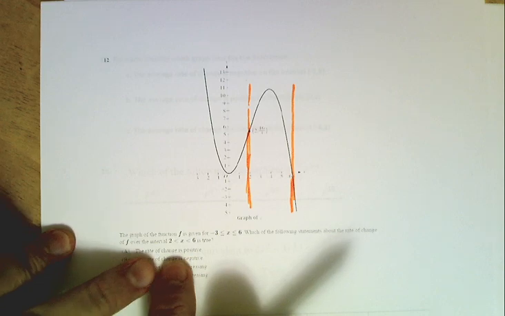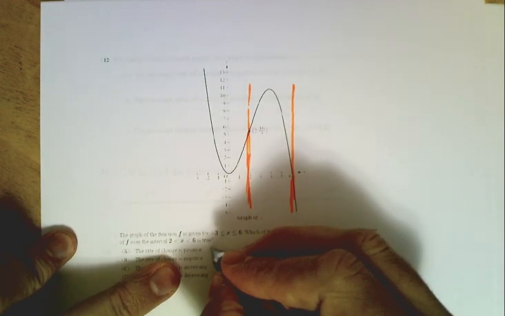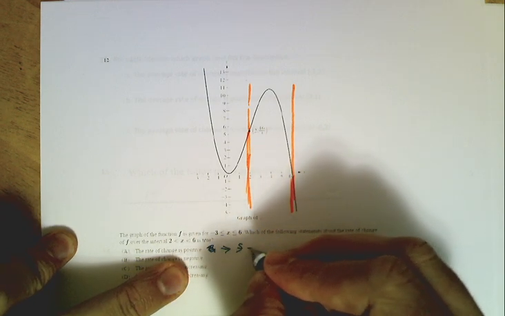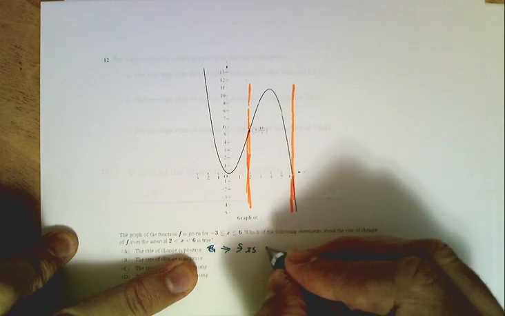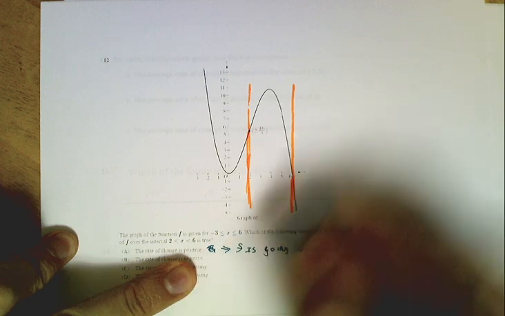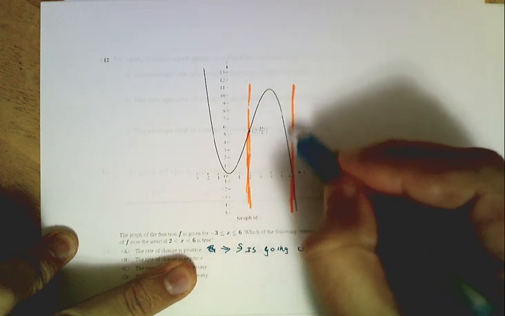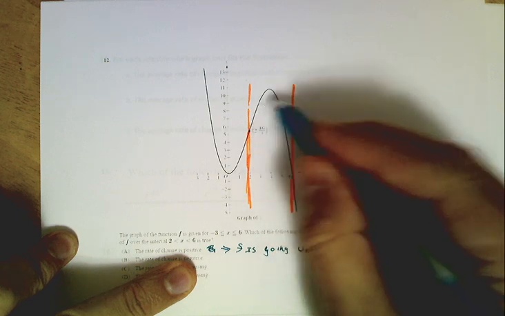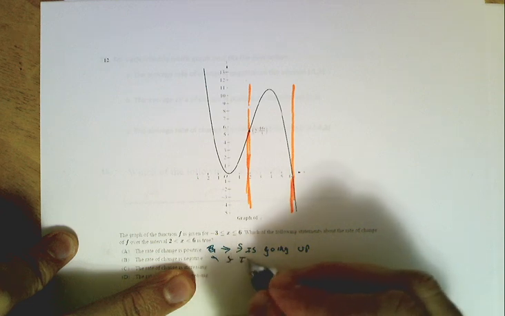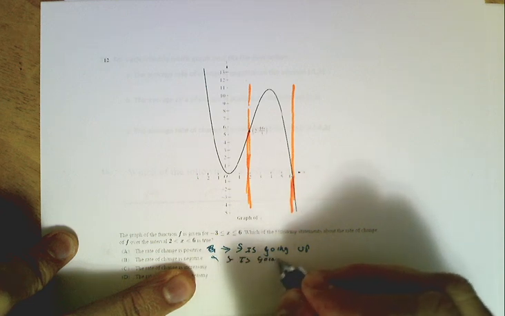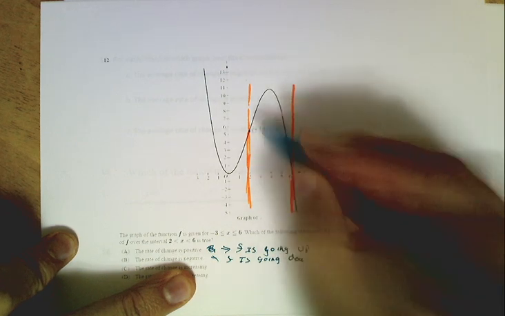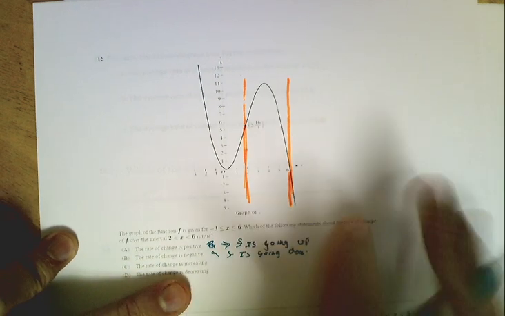So the rate of change is positive. That means the graph is going up. So if the rate of change is positive, this means that f is increasing, or f is going up. But that is not the case because f is going down here. So it describes the first part, but not the second part. The rate of change is negative. That means f is going down. But it's going down the last half, but up on the first half, so that's not true.